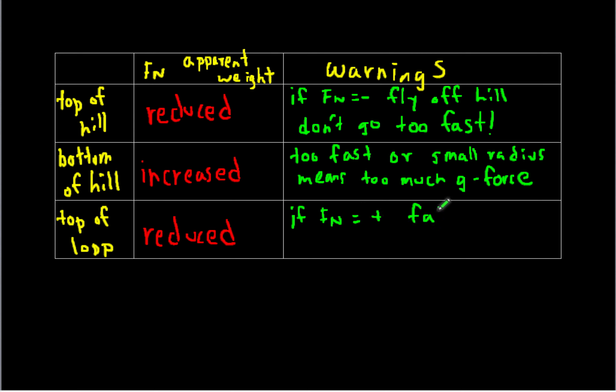At the top of the loop, if Fn is positive, you will fall out of the loop. There is a minimum safe velocity. If you go too slow, you'll fall out of the loop.